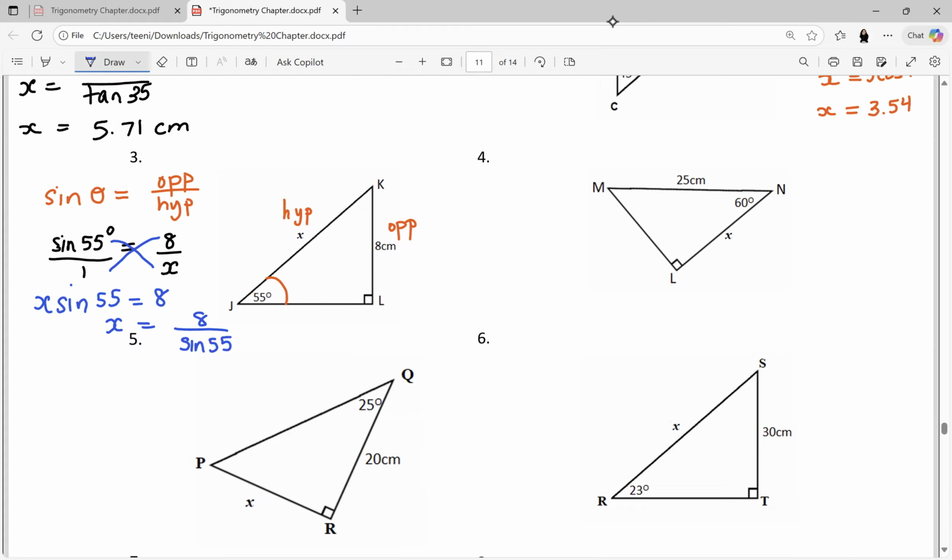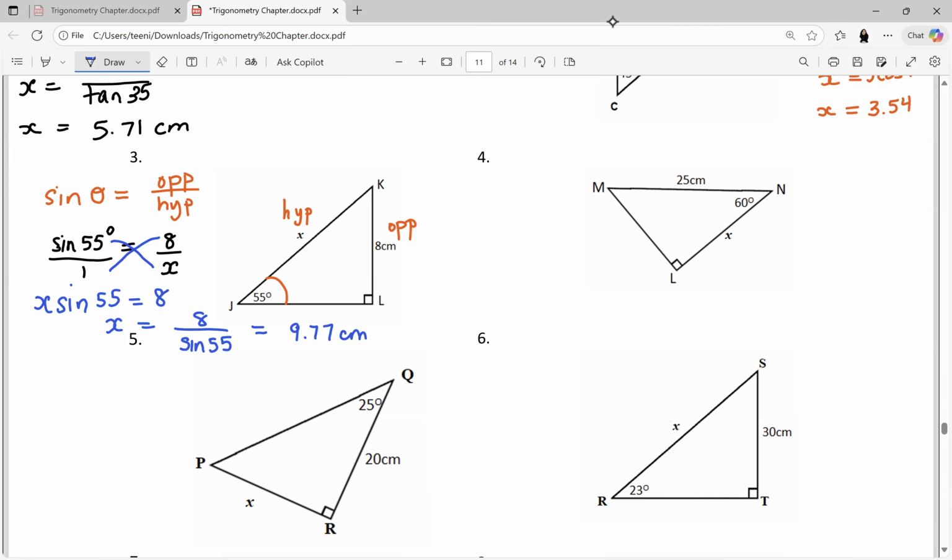All right, and that is equal to... I am running out of space, so that's why I write mine like that. You would write yours properly, line by line. So you'll do 8 divided by sine of 55, which will give you 9.77 centimeters, taken to two decimal places.